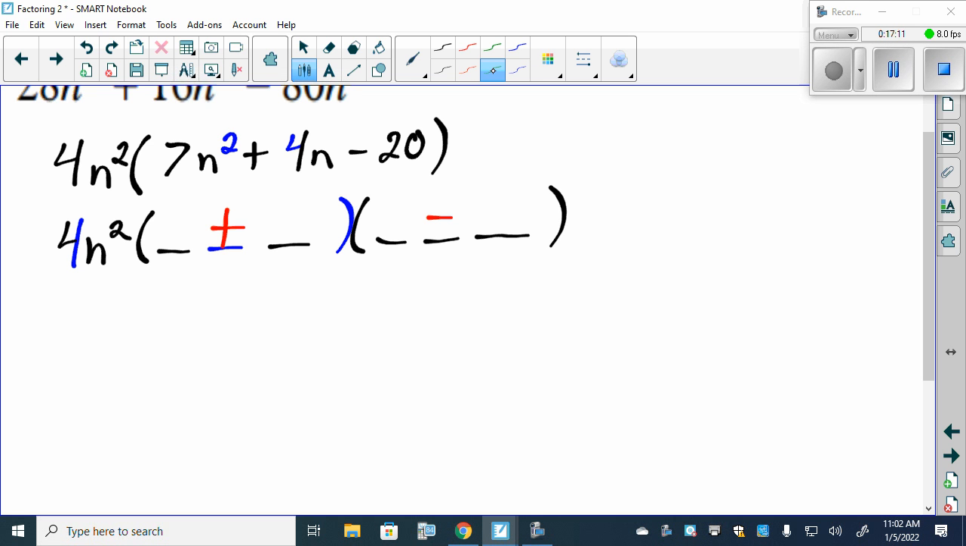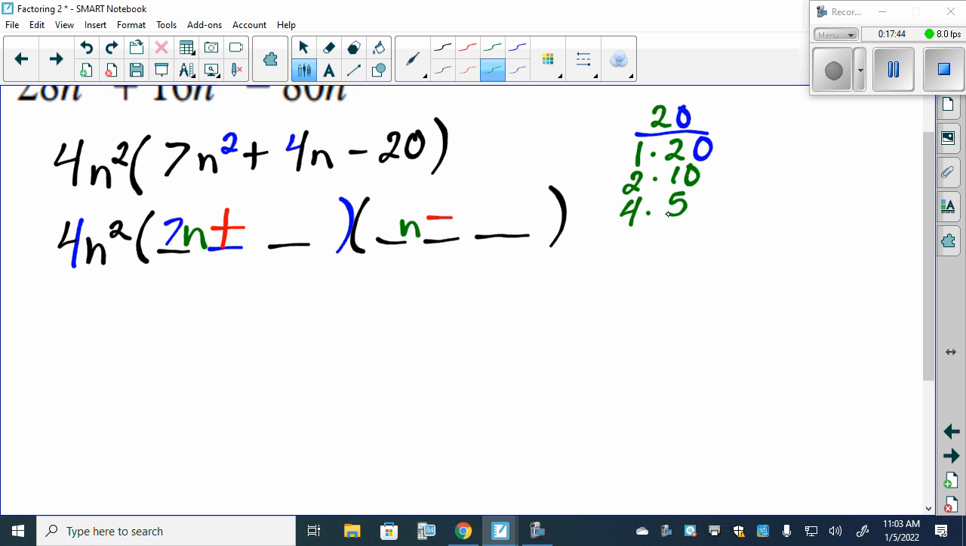Now we need to find the factors of the first and third term. Well, 7n squared, and we know we'll have n and n as well as 7 and 1. Because n squared, the only factors for n squared are going to be n, and the only factors of 7 are 7 and 1. 20, on the other hand, does have several sets of factors. Because we have 1 and 20, 2 and 10, or 4 and 5.